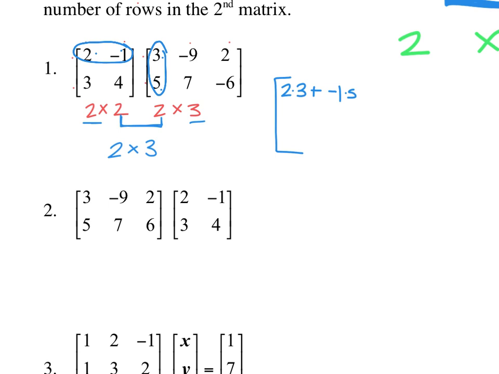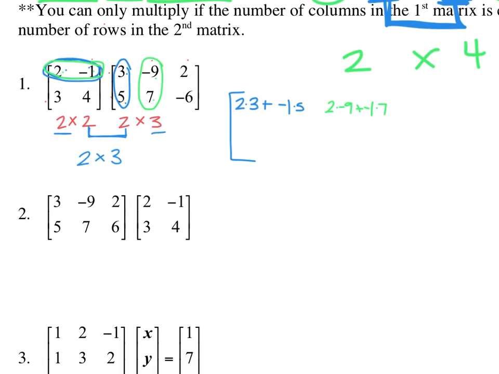Now I'm going to do the same thing. Let me choose a different color. This time I'm going to multiply by the second column in that second matrix. So it's going to be 2 times negative 9 plus negative 1 times 7. That's going to be the second entry in my resulting matrix. And then for the last one for this row, it's going to be 2 times 2 and then plus negative 1 times negative 6.